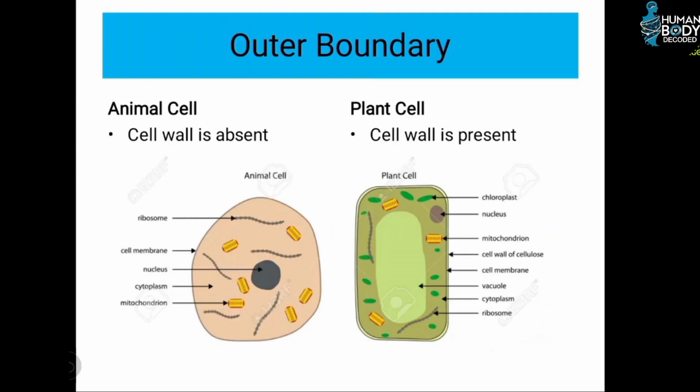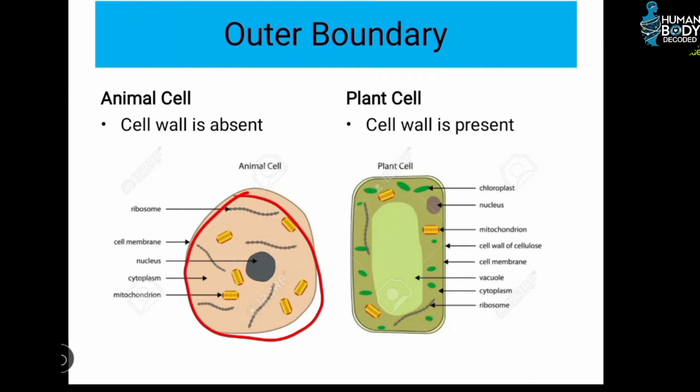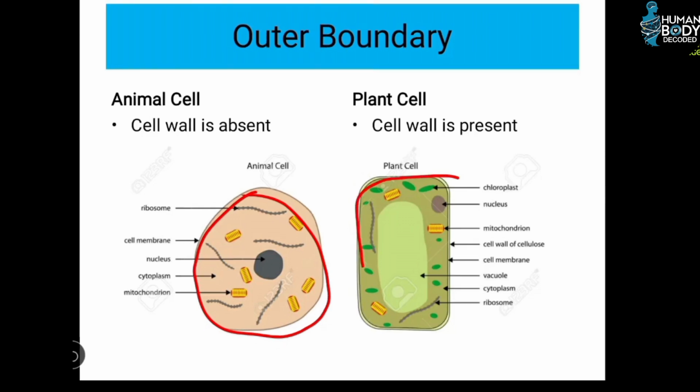Now, let's move on to the second major difference, the boundary of the cell. Every cell has an outer boundary. In the case of animal cells, the outer boundary is called the cell membrane, as you can see here. Meanwhile, the plant cell has an additional layer called the cell wall, which surrounds the cell membrane. This is why the outer boundary of the plant cell consists of both a cell wall and a cell membrane.